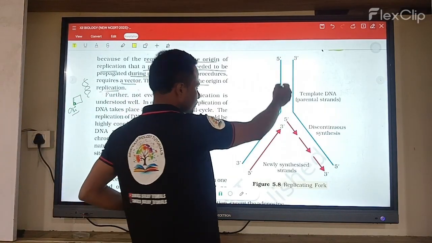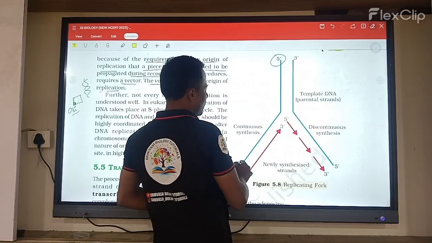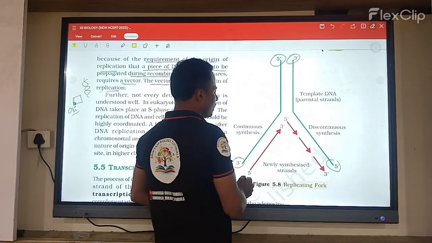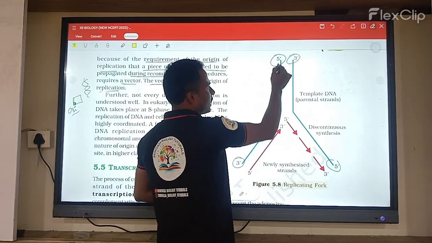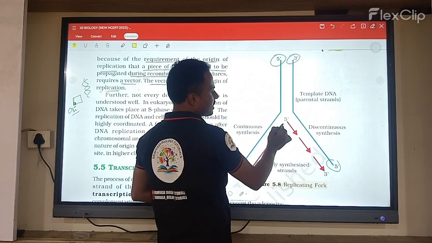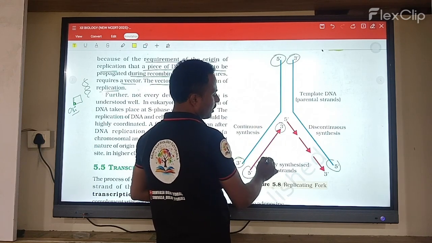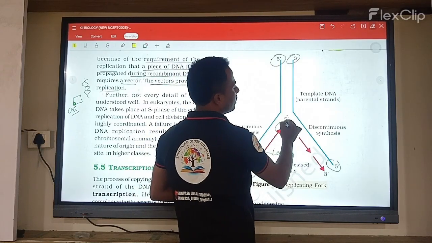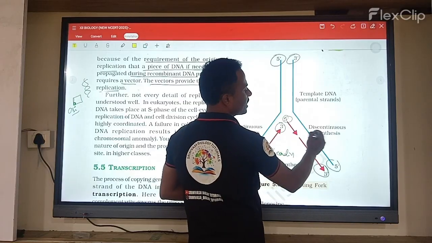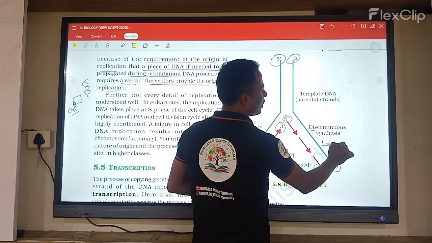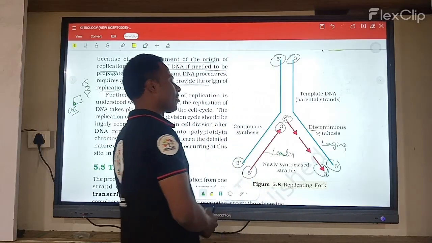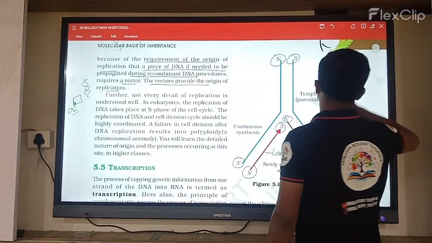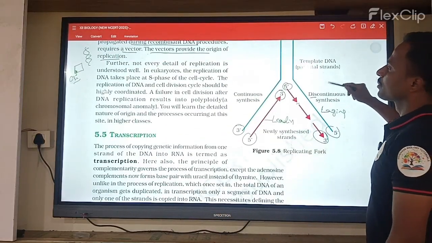Here they are given as 5 prime to 3 prime and 3 prime to 5 prime, as one strand. The 5 prime to 3 prime one is the continuous strand, that is, the leading strand. The other one, which I said before is discontinuous, is called the lagging strand. Here the DNA ligase enzyme participates in attaching the fragments. Okay, next.